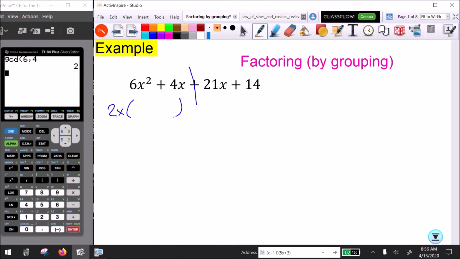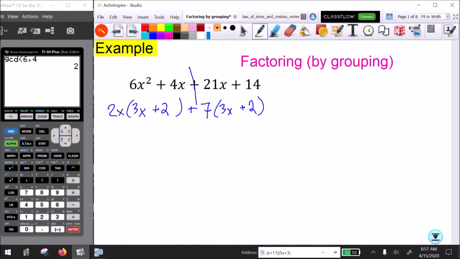So 2x multiplied by what would equal 6x squared? Well, that would be 3x. 2x multiplied by what would equal 4x? That would be 2. Now let's look at the last 2 terms of this polynomial, 21x plus 14. Each of those terms is evenly divisible by 7, so I'm going to factor out a 7. 7 times what would be 21x? 3x. 7 multiplied by what would be 14? Oh, sorry, 2.